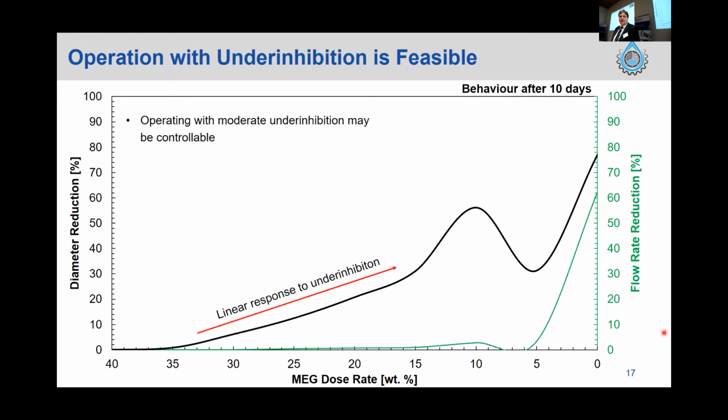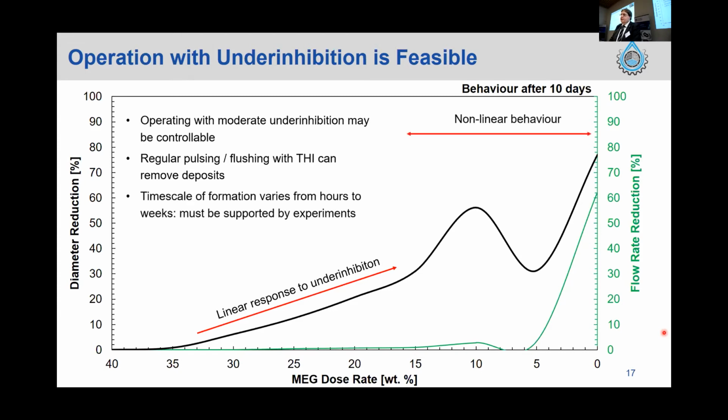So looking at this, we notice a couple of things. Firstly, if we do a little bit of underinhibition, the system seems to behave reasonably well. So it's more or less linear. You might be able to control what's going on here. And potentially you can look at pulsing your meg rate on the order of weeks or months, and you can flush that deposit out through the pipeline and then just reset yourself to some initial state.